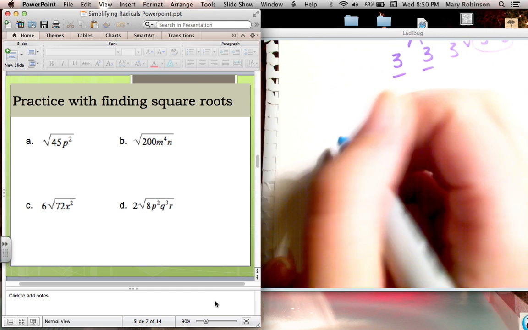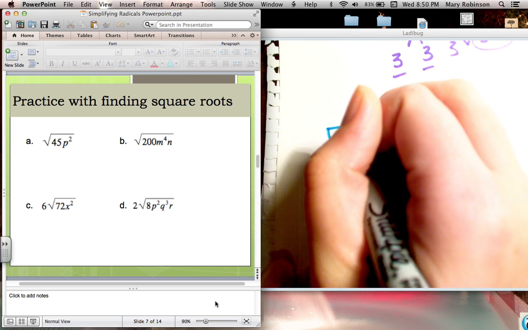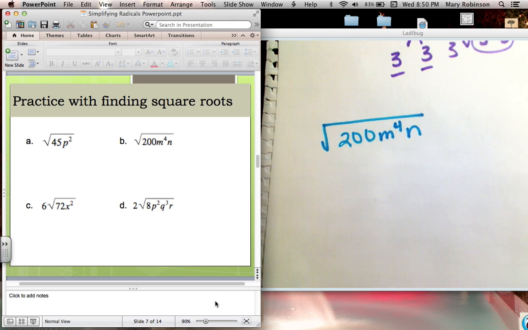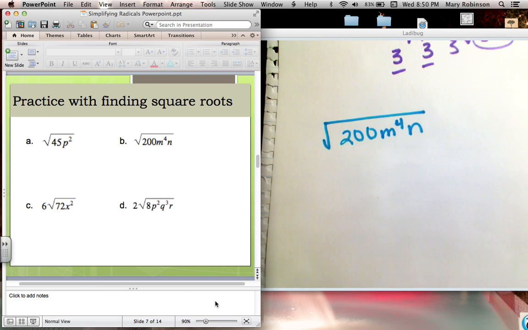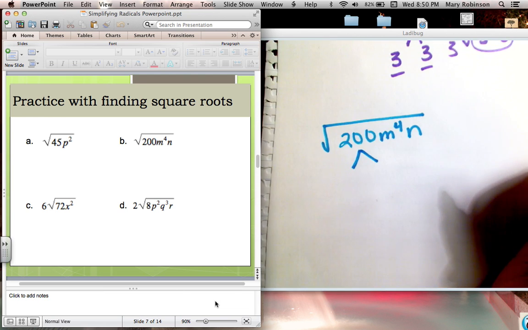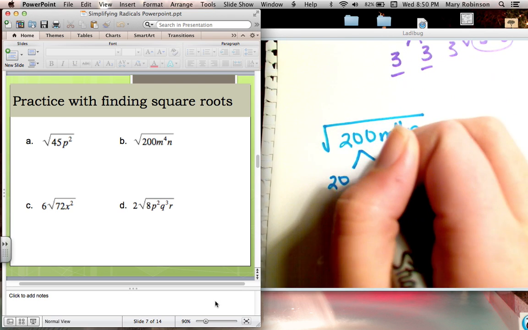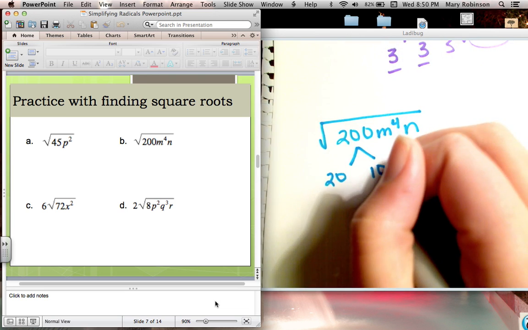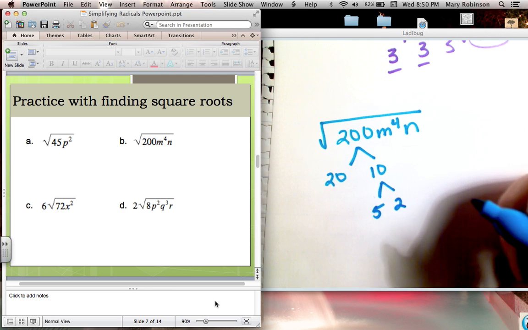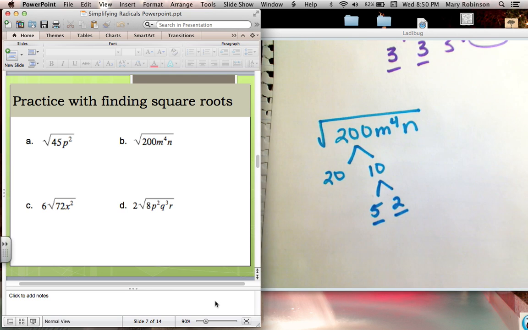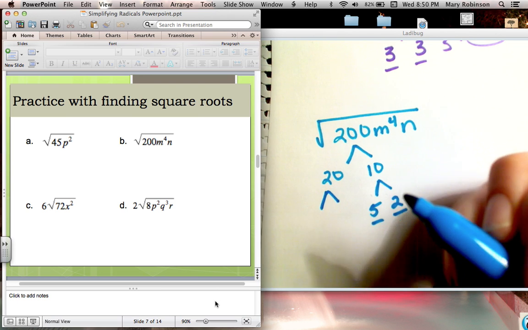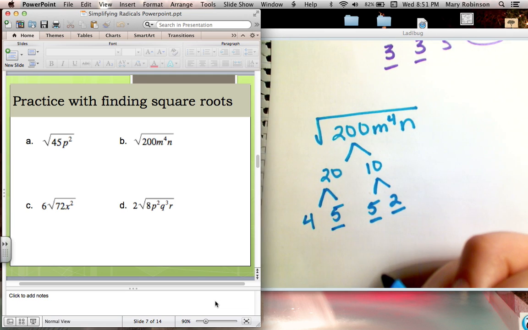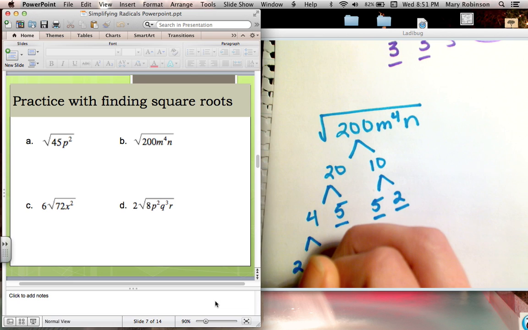For b, we have the square root of 200 m to the 4th n. Now remember, we want to get the prime factorization. We just focus on the number for right now. So 200 can be broken up into 20 and 10. 20 times 10 equals 200. Neither of these are prime numbers, so I have to continue to break them down. 10 can be broken down into 5 and 2. These are both prime numbers, so I underline them. For 20, we can break 20 down to 4 and 5. I got another prime number, so I underline it. And then 4 can go to 2 and 2.